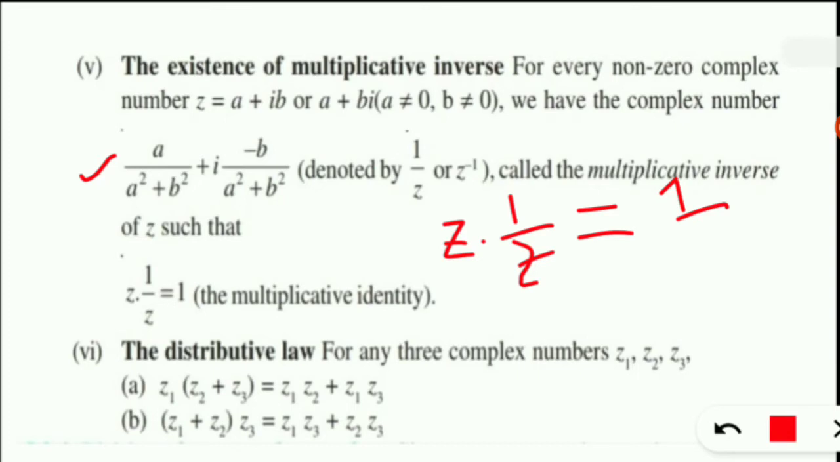So minus z is the additive inverse of z, but 1 by z is the multiplicative inverse of z. Clear? Now the distributive law: for any three complex numbers z1, z2 and z3, first, z1 times (z2 plus z3) equals z1 into z2 plus z1 into z3, simply multiplication. And next, (z1 plus z2) into z3 equals z1 into z3 plus z2 into z3. So this is called the distributive law.